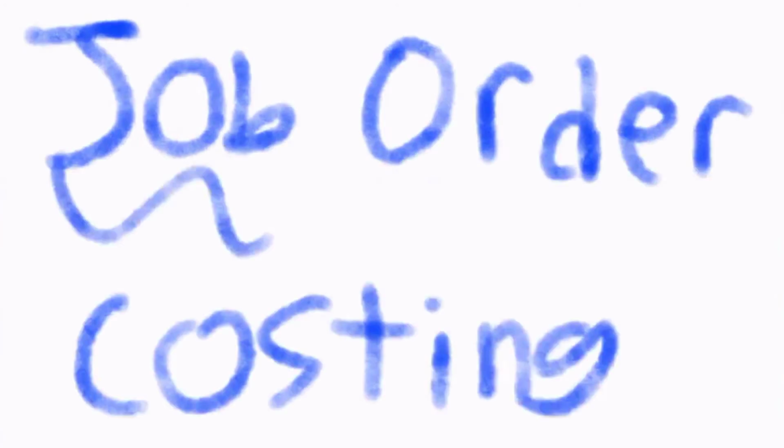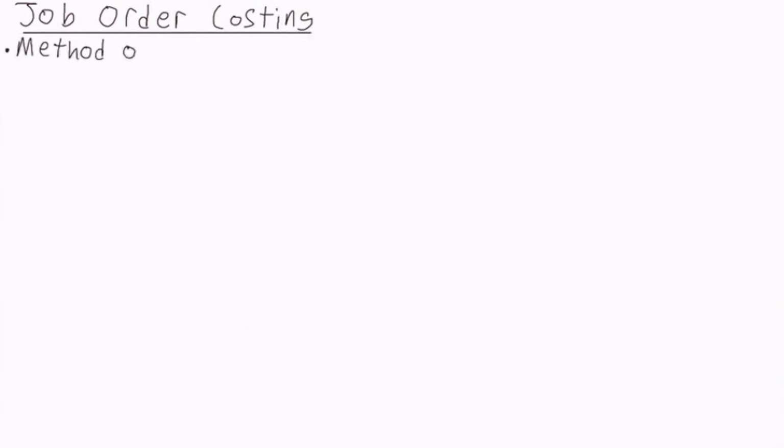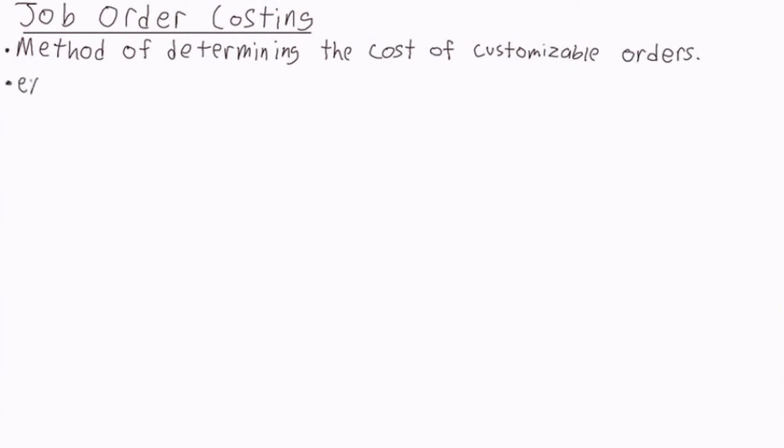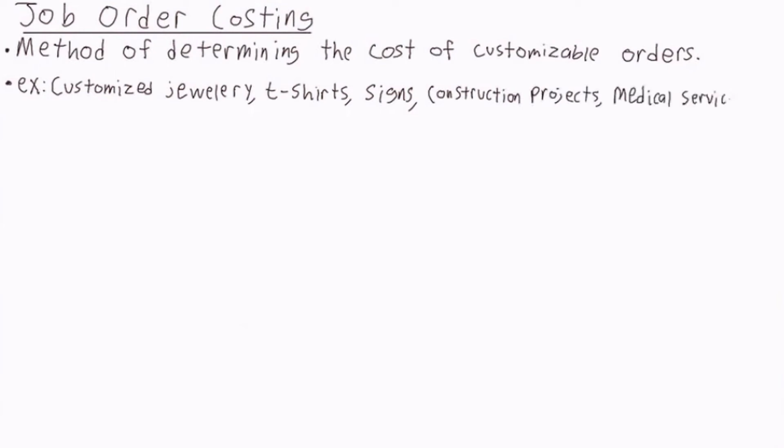Today we will be discussing job order costing. Job order costing is a method used to determine the cost of jobs or orders that are customized and made specifically according to a customer's preferences. Examples include customized products such as jewelry, t-shirts, or signs, as well as construction projects or even medical services.